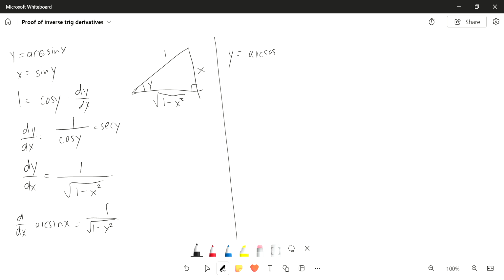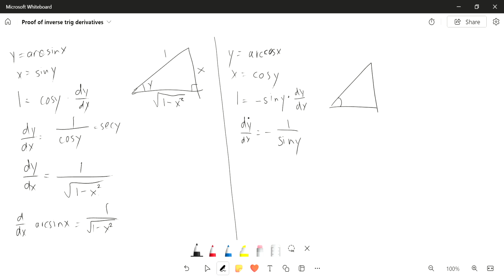So now we have arc cosine x, and it's basically the same logic for every single one. That means x is equal to cosine y. If we differentiate both sides, we get 1. And if we differentiate cosine y with respect to x, it's negative sine y, but with chain rule or implicit differentiation, we get dy over dx as well. So that means dy over dx is equal to negative 1 over sine y.